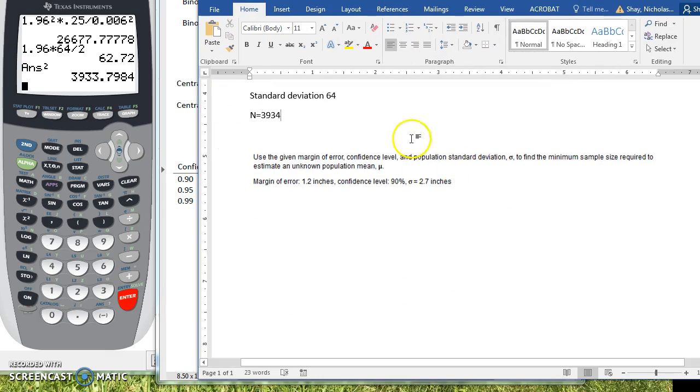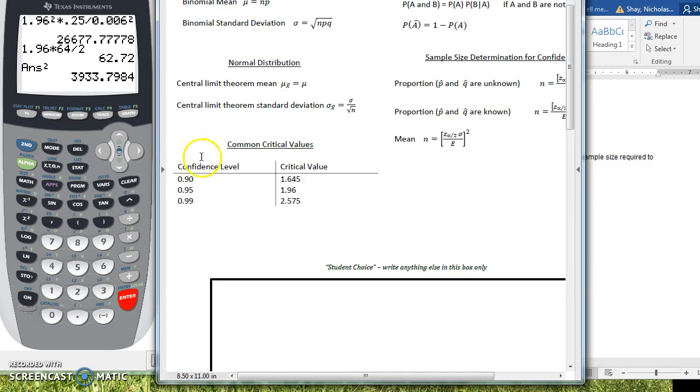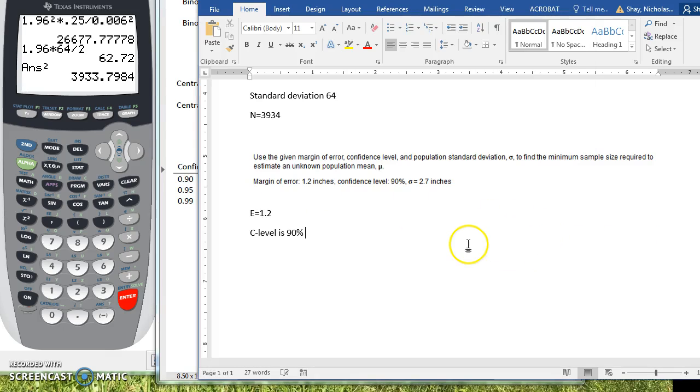All right, let's take a look at this last one. It's a mean as well. They tell you that your error margin is 1.2. Our confidence level is 90%. Let's look at what the critical value would be for 90%. If it's 90%, our critical value is 1.645. And then the last thing we need is our standard deviation, which is 2.7. We're going to use the same formula that we did above. We want to work everything out first and then square it at the end.